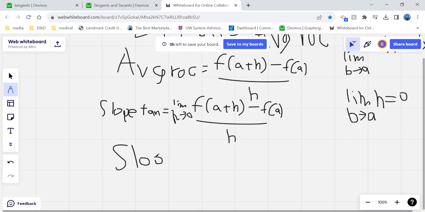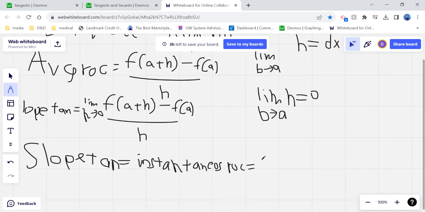So the slope of the tangent line is what we call an instantaneous rate of change. And we also define this as a derivative. A derivative is the slope of a tangent line.